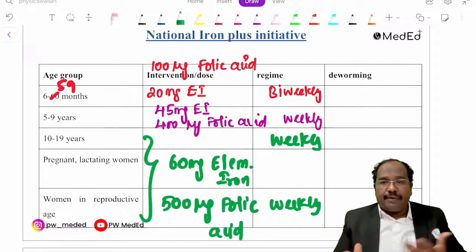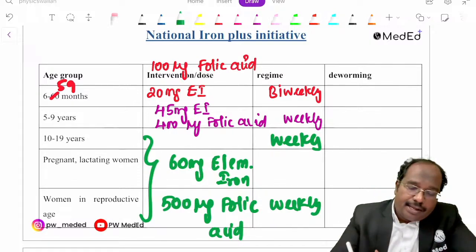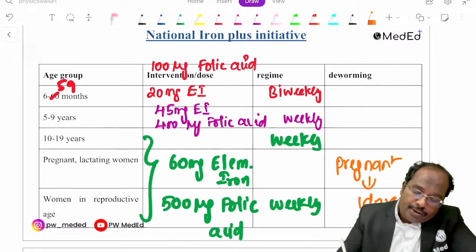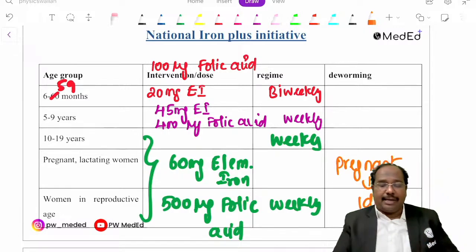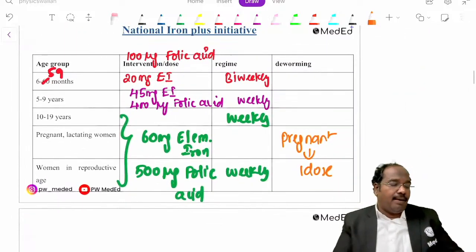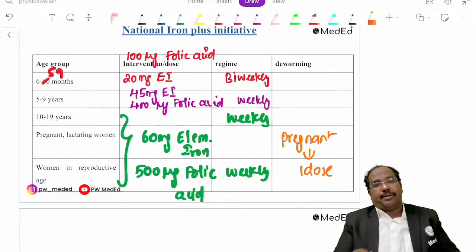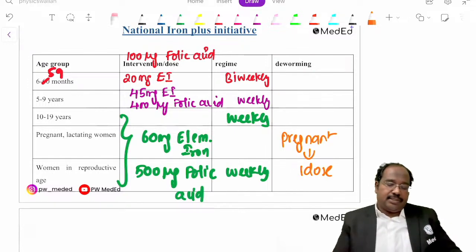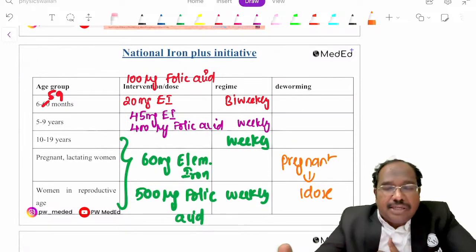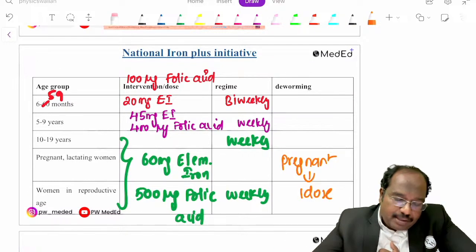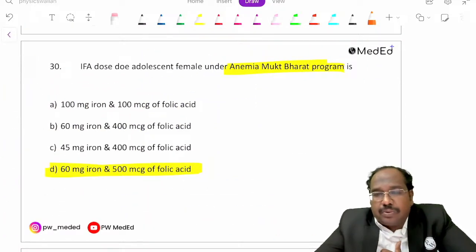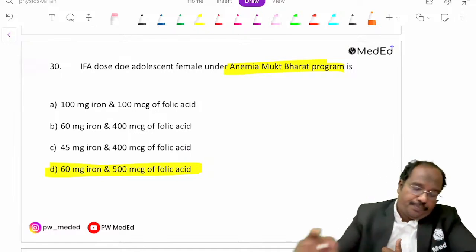And also we will do deworming. In deworming, pregnant women will also be given 1 dose, in the 2nd trimester, guys. This is Anemia Mukt Bharat. Okay, so am I clear? Fine. This is the National Iron Plus Initiative or Anemia Mukt Bharat. For children we give albendazole once every 6 months.